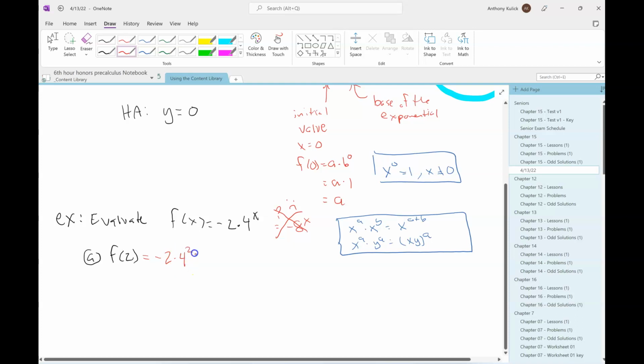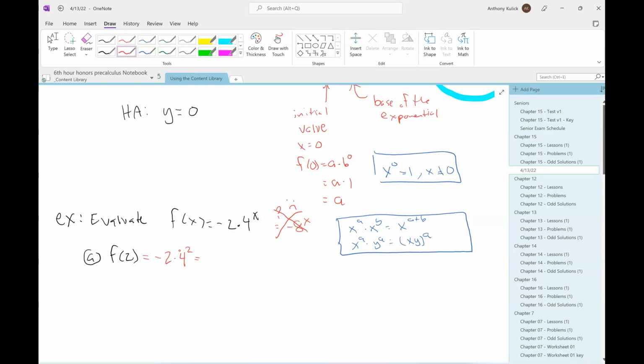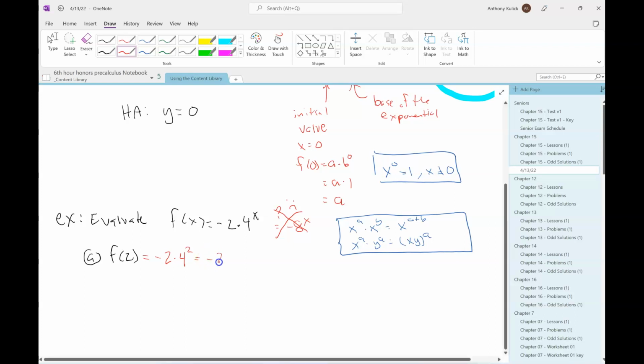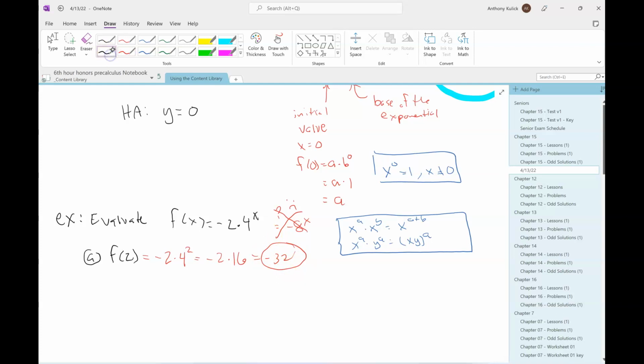Okay. All right, so if I want to do f of 2, that really just means I'm plugging 2 in for x. Order of operations says, what should I do first? The exponent. So 4 squared is 16. So negative 2 times 16 is negative 32. So that's that. No biggie, right?